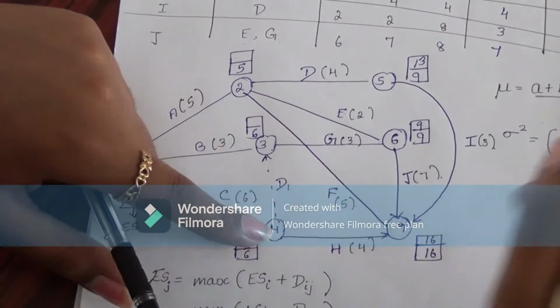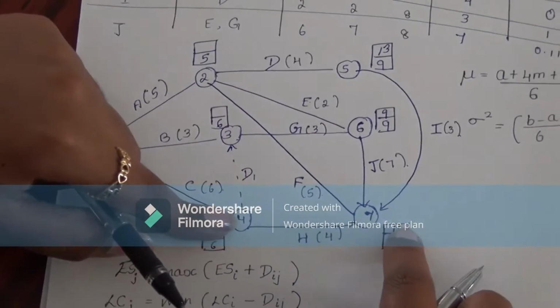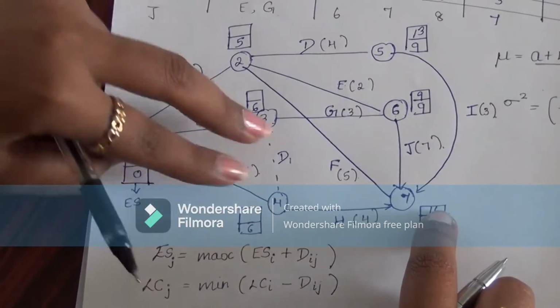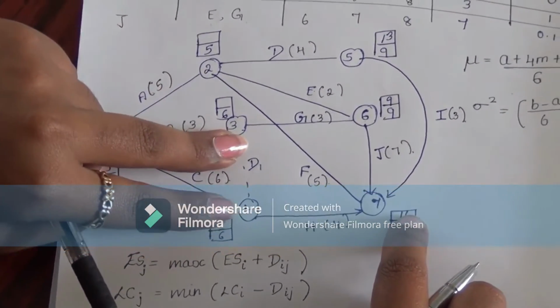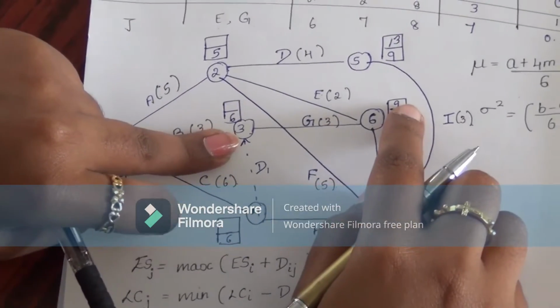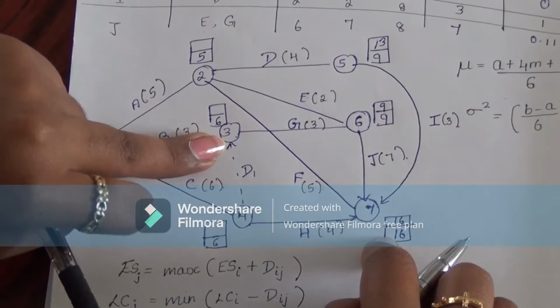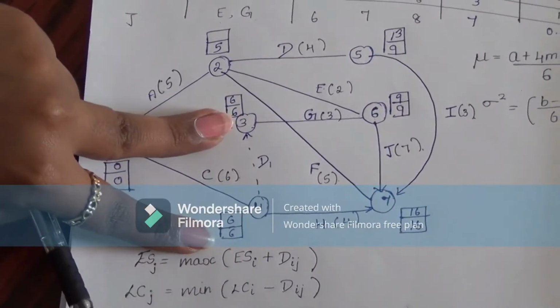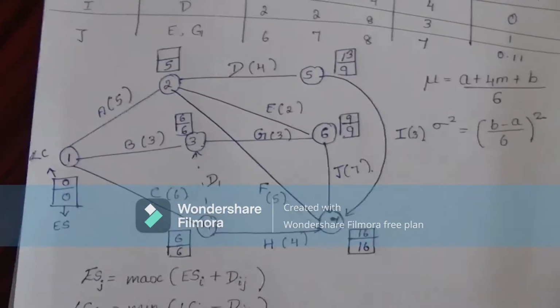Pointing into the 4 now. 16 minus 4 will be 12. Similarly, since B and D are together, B already points to 9, and 9 minus 3 is 6. Since the minimum value is 6 compared to this 12, I am representing both as 6, because we have to find only the minimum value for the latest completion time.